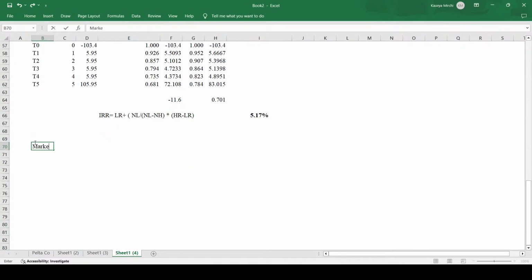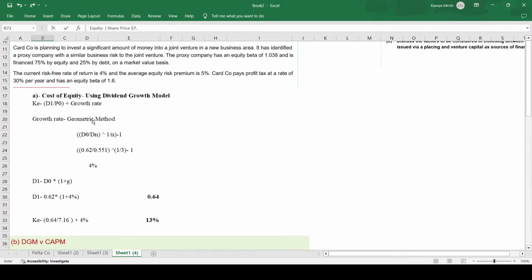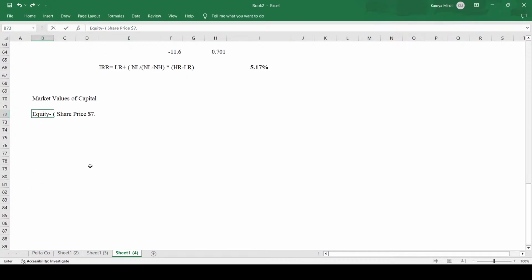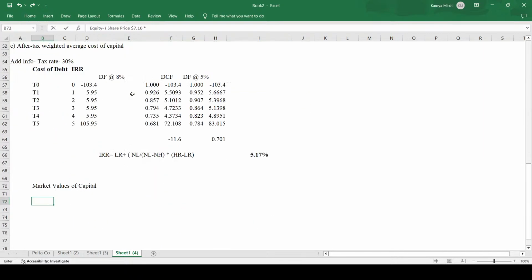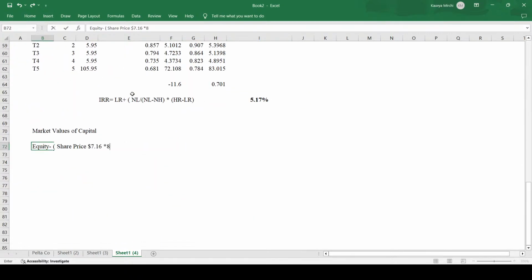See, the market values of capital is what I have to find out. Let's start with equity. I know the share price initially is, if I go back, 7.16. Great. 7.16 into how many shares do I have in the company? Reading the information, I have 8 million shares. So all I have to do is take this value multiplied with 8 million.